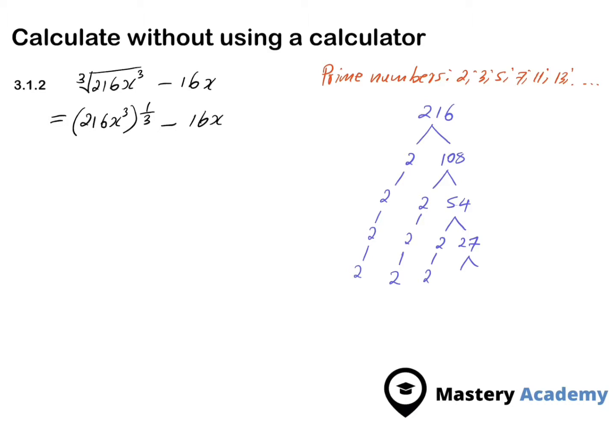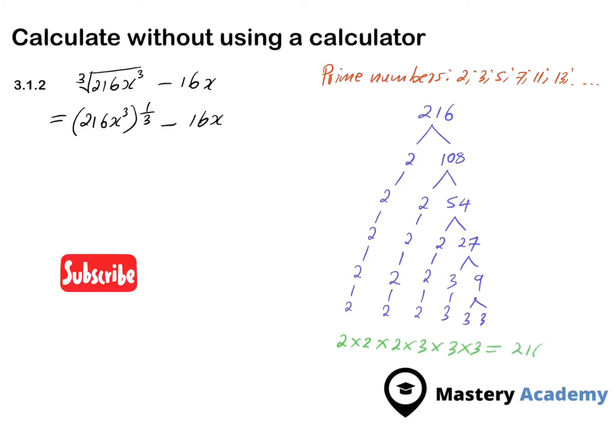Therefore, we'll change our prime number. We are no longer going to use 2. We'll try to use 3. Therefore, we say 27 divided by 3, we get 9. So we're going to say 3 times 9. Therefore, here we have 2, 2, 2, 3. The factors of 9 are 3 and 3. Therefore, if you multiply 2 times 2 times 2 times 3 times 3 times 3, you get 216. So allow me to write it here. 2 times 2 times 2 times 3 times 3 times 3 is equal to 216.